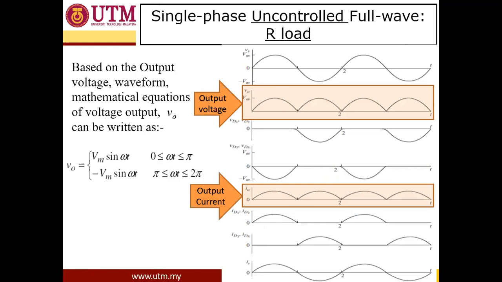This is the waveform of the uncontrolled full wave using R load. As mentioned before, this is the output voltage. As you can see, every half cycle, positive and negative, we have an output, unlike the half wave where you only have output during the positive cycle. But for the full wave, we have both positive and negative output.